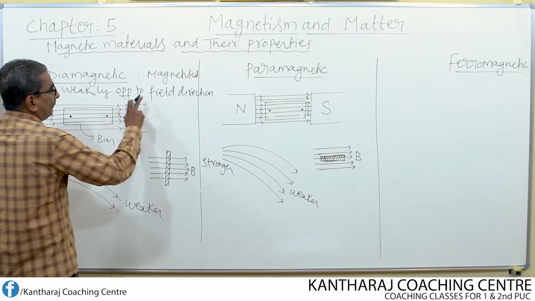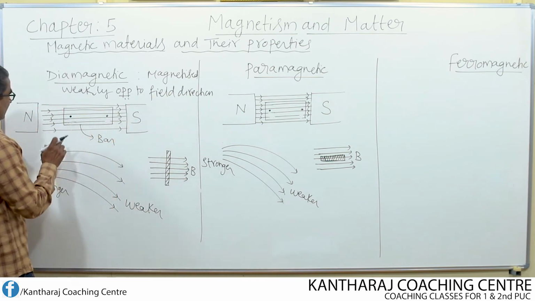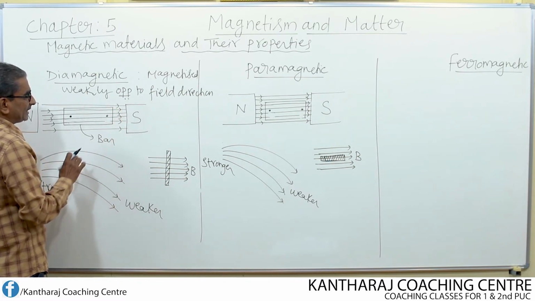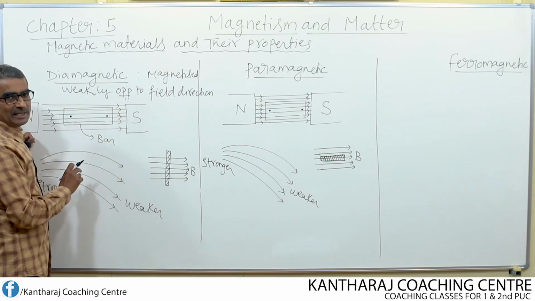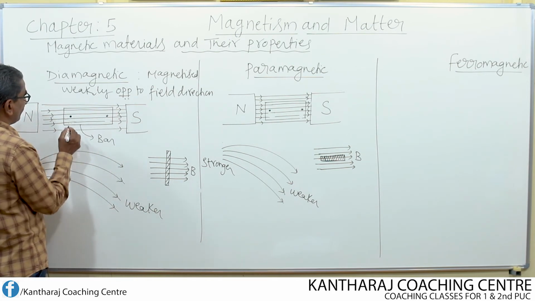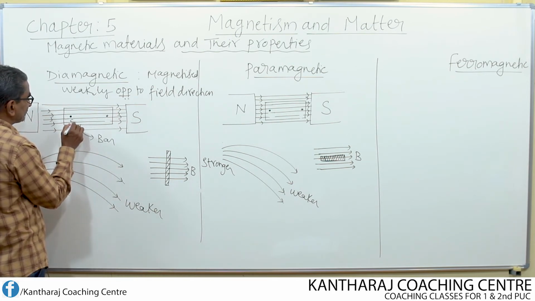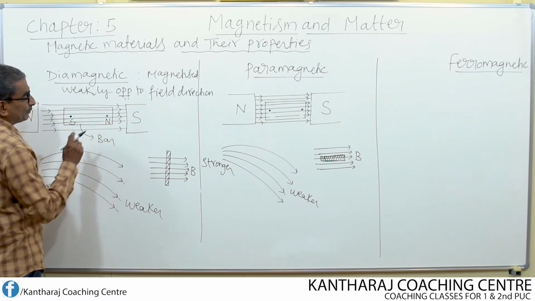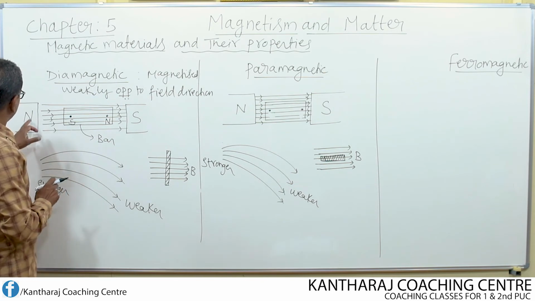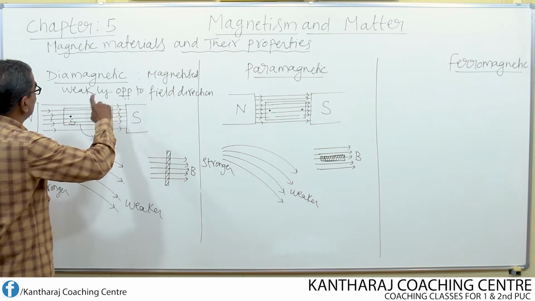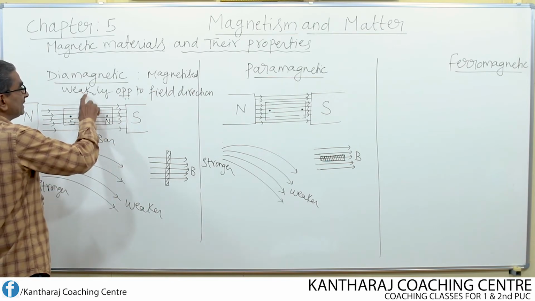See here, opposite to field direction means what? Once you keep the magnetic material, after some time what happens? It gets magnetized. That means it becomes a magnet. Once it becomes a magnet, it develops its own magnetic pole. So on this side a south pole will be developed, whereas at this end a north pole will be developed. Look here, north as well as south. So that is the meaning of magnetized weakly.